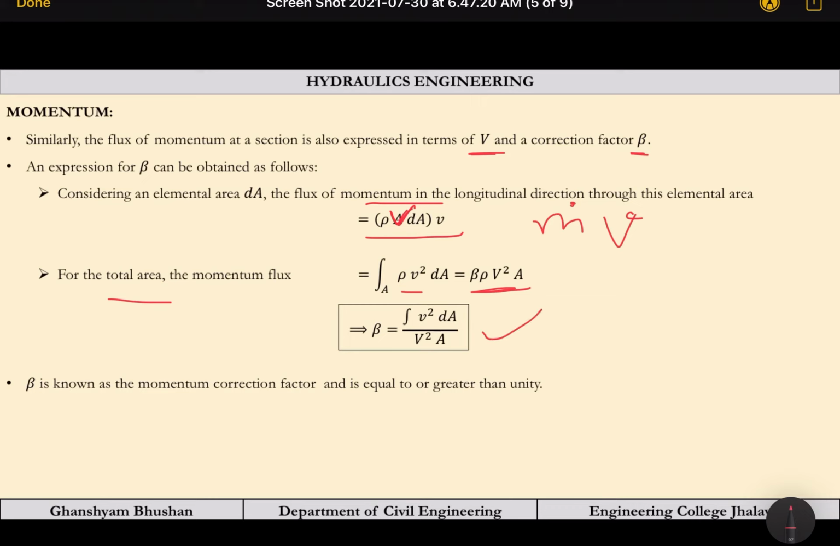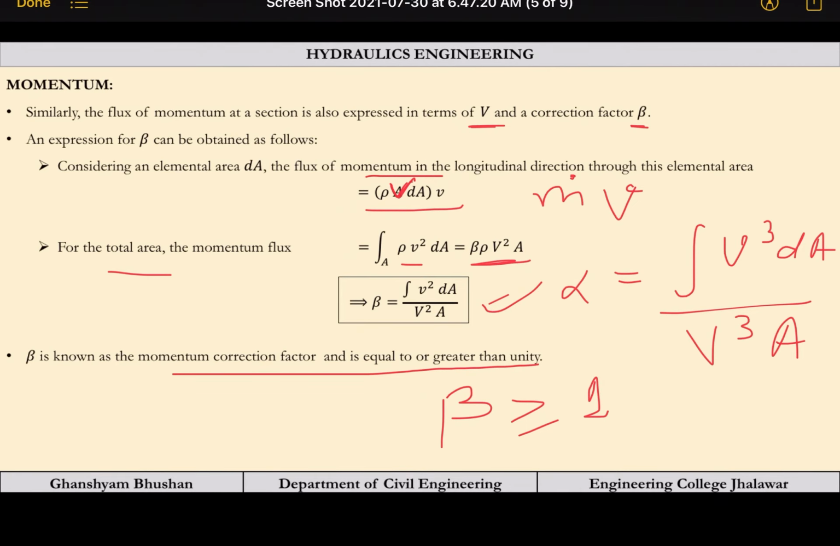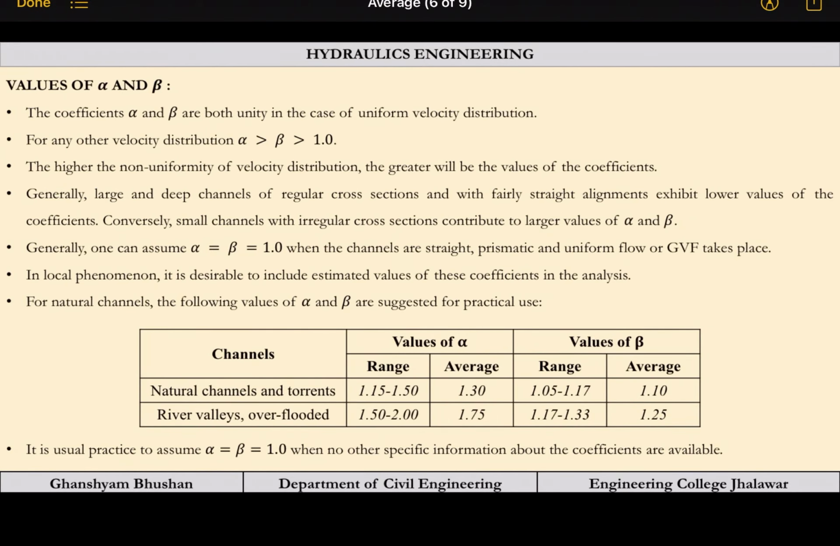Just take the average. So you can see alpha was v cube dA by v cube into A, and beta is v square. So beta is known as the momentum correction factor and is equal to or greater than unity. It is also equal to or greater than unity. Okay, now let us see the values of alpha and beta.